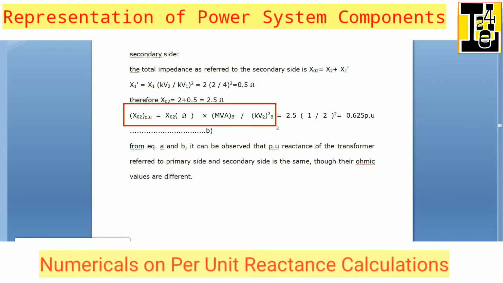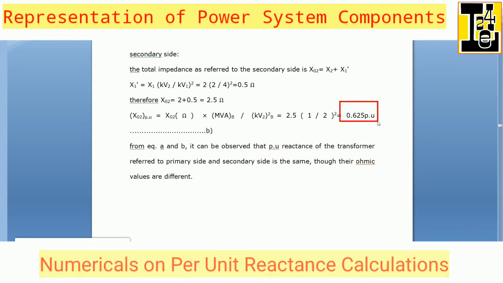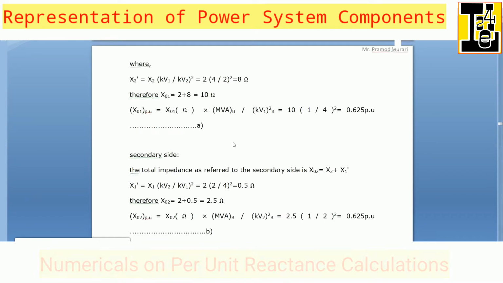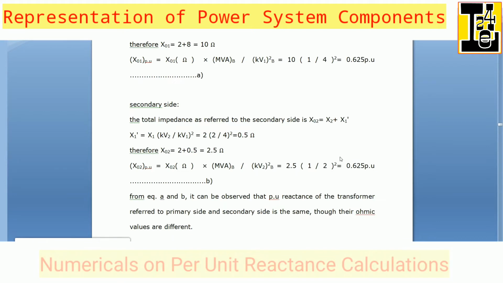Here X02 in per unit will be equal to X02 in ohm into MVA base divided by kV2 base square. The value will be 0.625 per unit. So from these results, for the primary side the per unit value is 0.625 and for the secondary side the per unit value is 0.625.